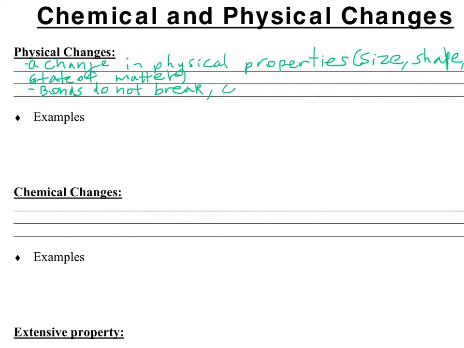So our chemical formula, such as for salt, NaCl, if you grind up salt, that's a physical change, but its chemical formula is going to stay the same.